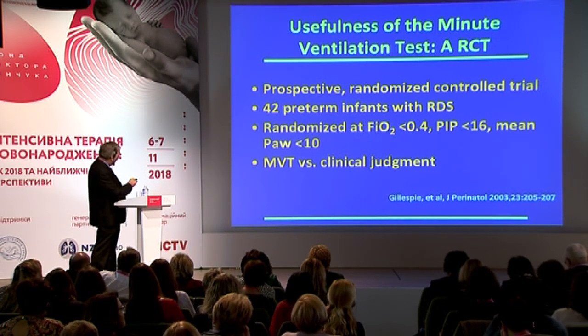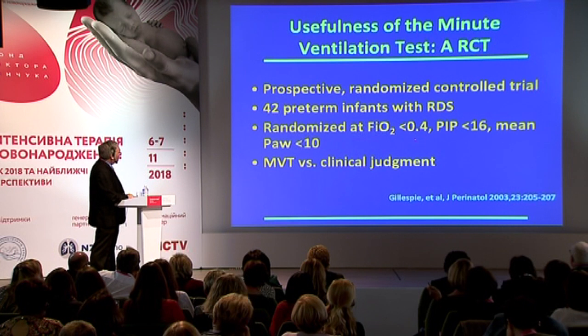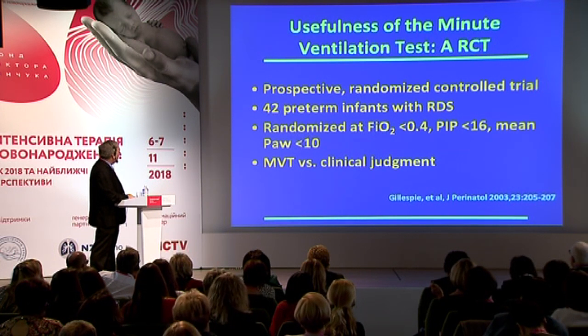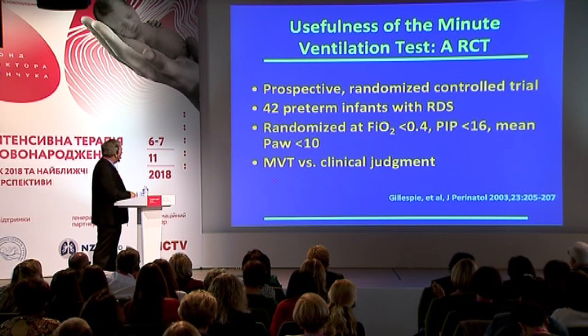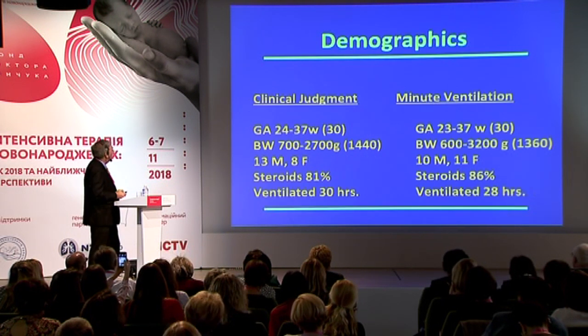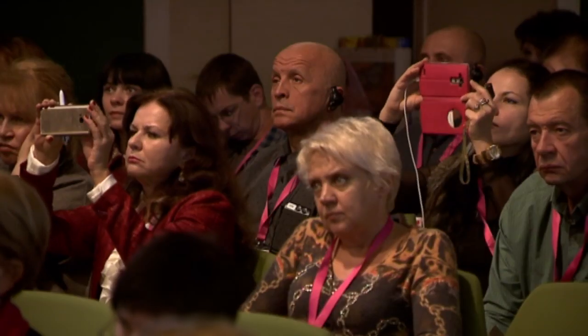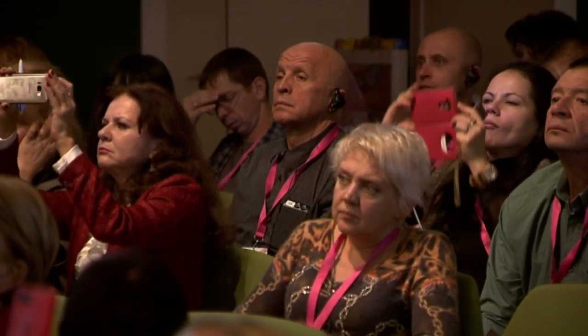There were 42 infants with RDS, and when they had reached 40% oxygen, peak pressure of 16, and a mean pressure of less than 10, they were randomized to either the minute ventilation trial or extubation by clinical judgment. And here were the demographics. I won't spend time on this. The two groups were identical.